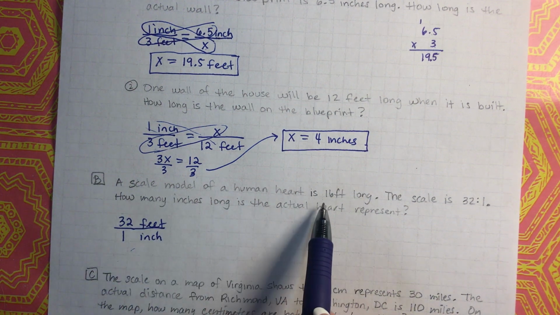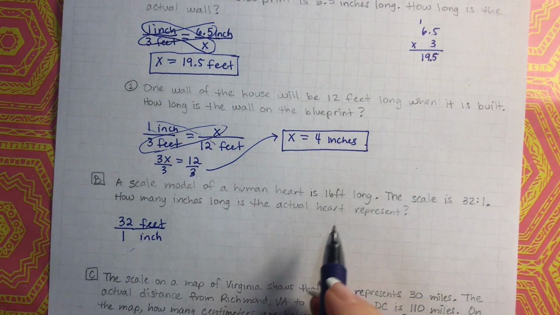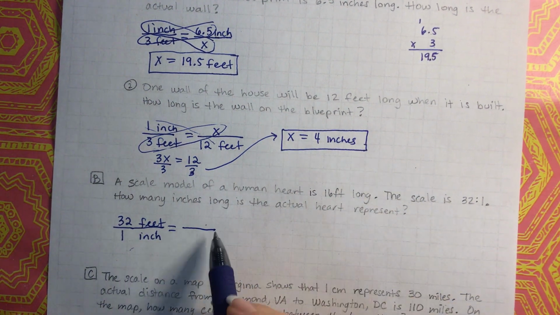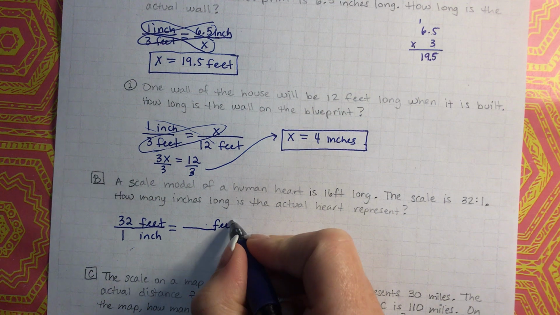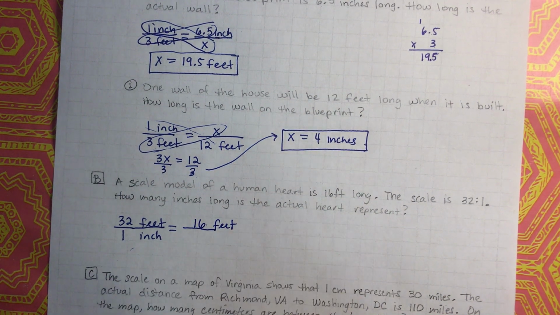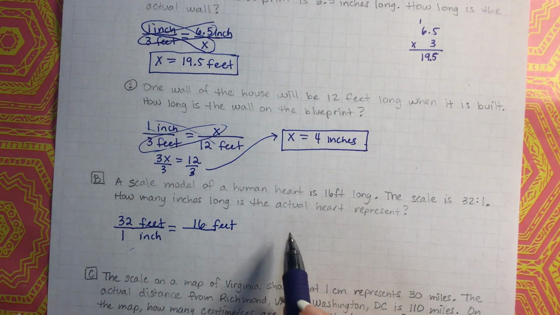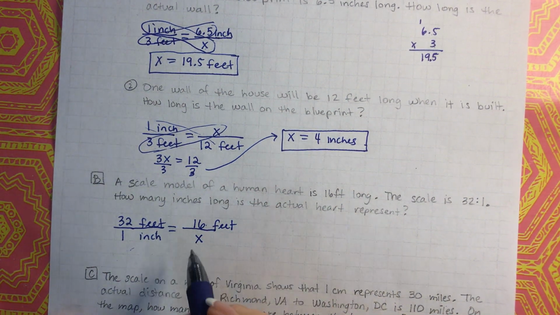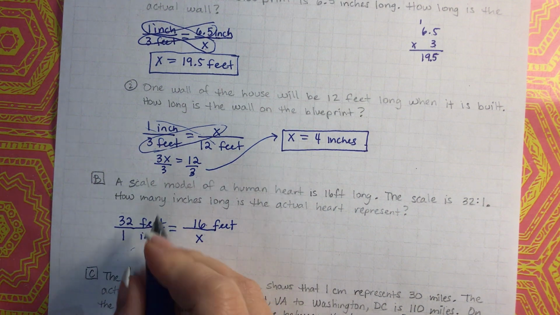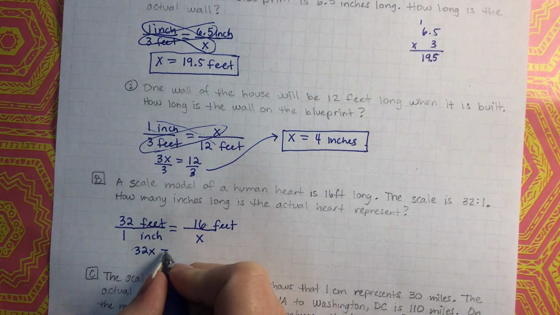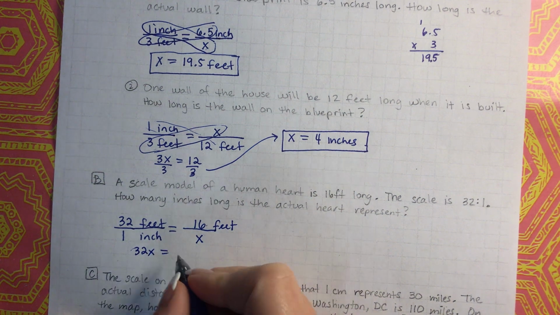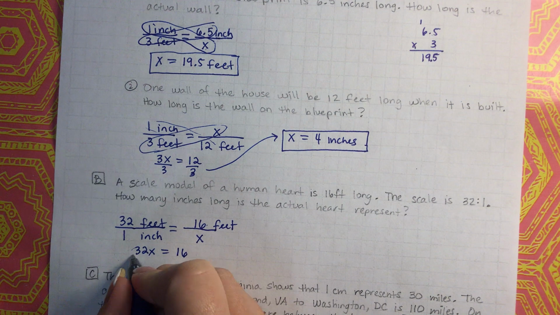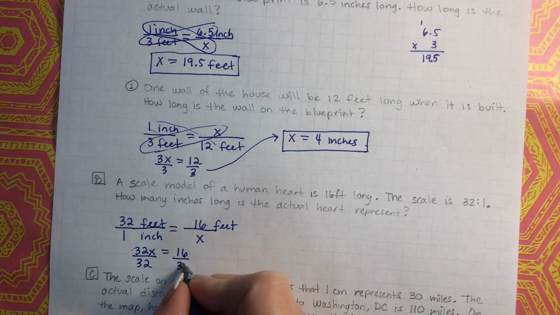A scale model of a human heart is 16 feet long. So where does that information go? It's going to go up here on top, because feet goes with the feet information. And then we don't know how big the actual heart is, so we're going to make that X. Then we're just going to do the cross products property. So we have X times 32, which is 32X equals 1 times 16, which is just 16. Then we've got to get X by itself, so we divide both sides by 32.